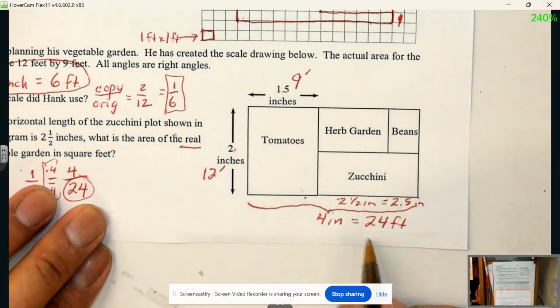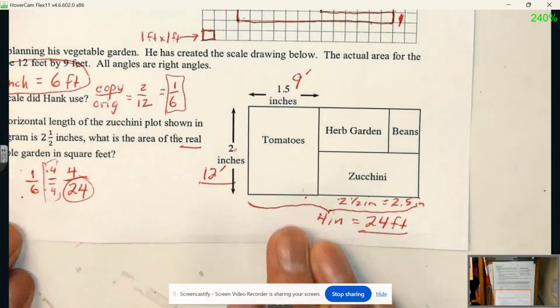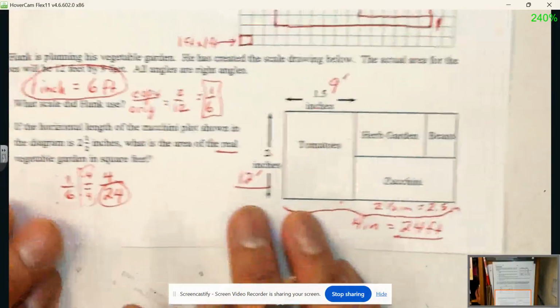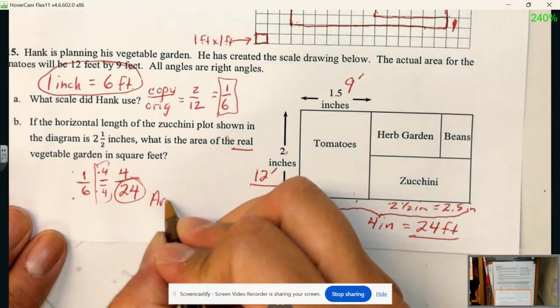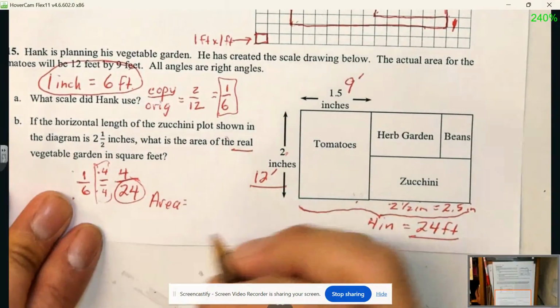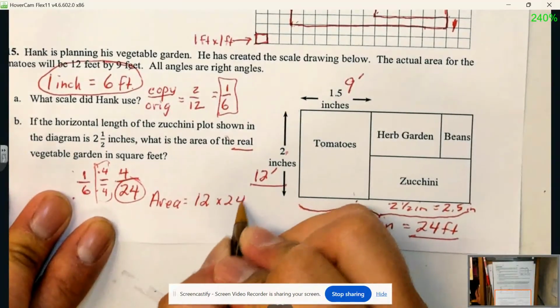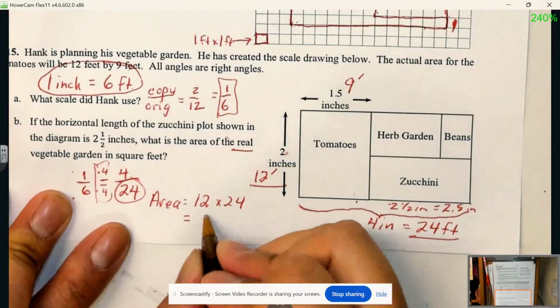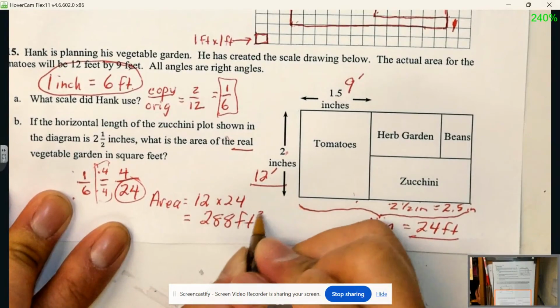So now 24 feet and 12 feet, we now need to find the area of that vegetable garden, and we have all the information. So area is 12 by 24, which is equal to 288 square feet.